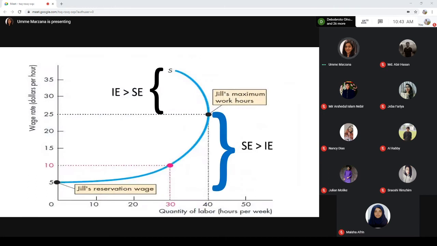Because of this, an individual labor supply curve, like my labor supply curve or your labor supply curve, will have this unique shape. What shape? A backward bending individual labor supply curve. It basically bends backward after a point. This is because of the two effects of changes in wage we just looked at.